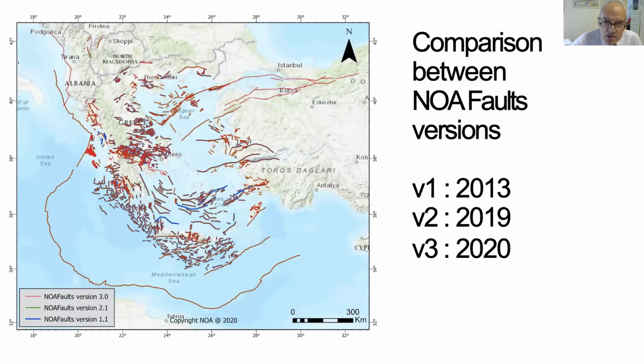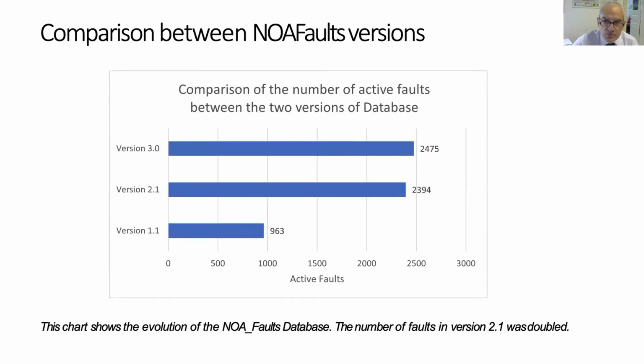So this is a comparison of the previous versions of the database. Version 1 was first published in 2013, in blue. Version 2, 2019, in green, which is mostly covered by red, which is the current 2020 version of the database. These are all active fault traces. The number of faults now included in this database is 2,475.